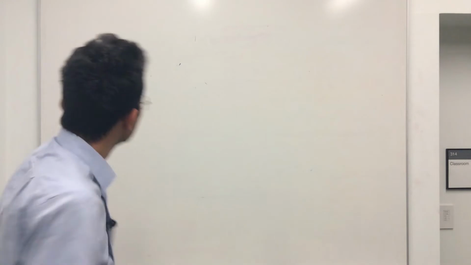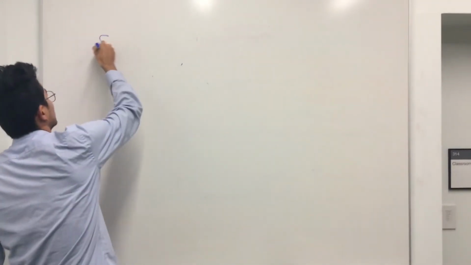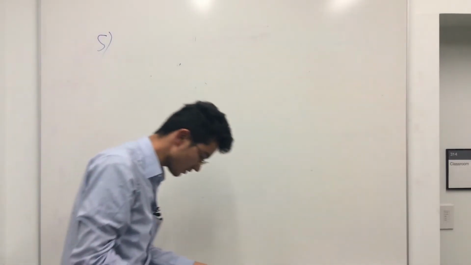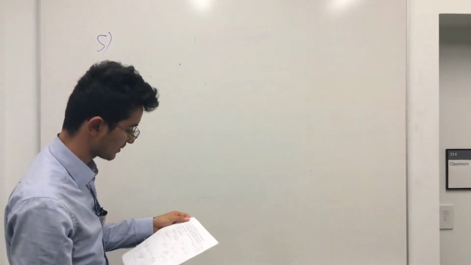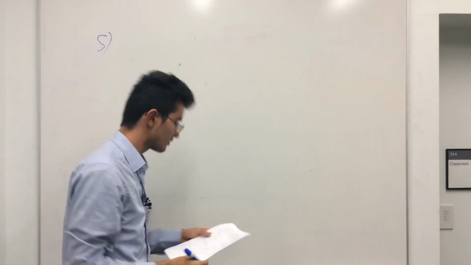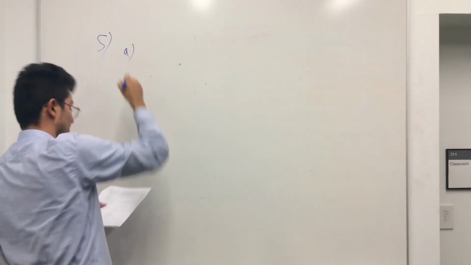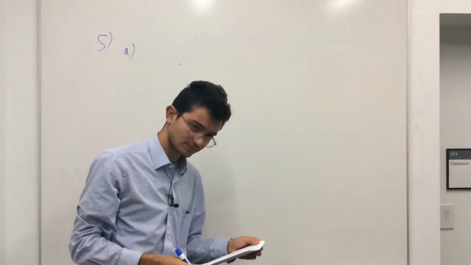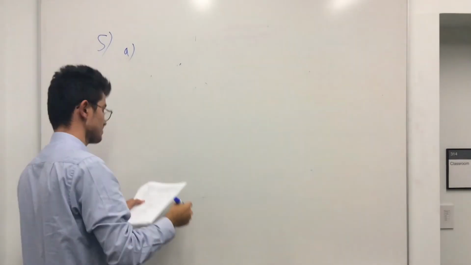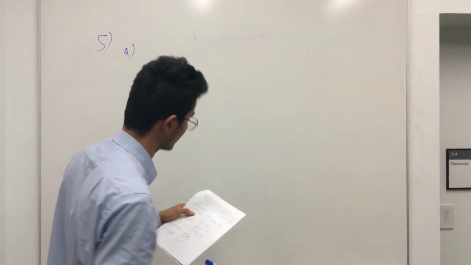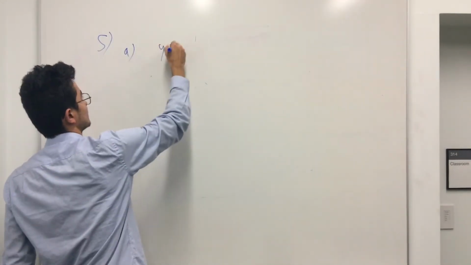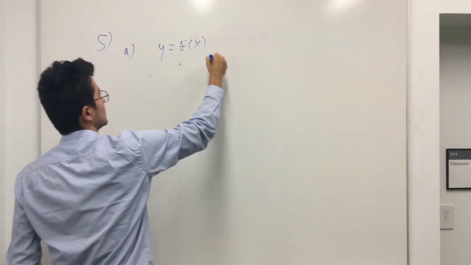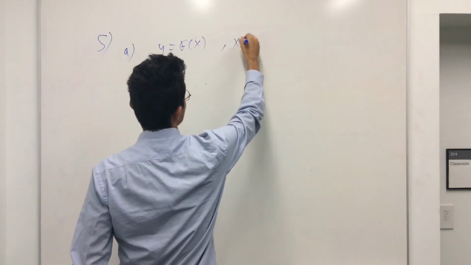Now for question 5 you have to be very careful. Question 5 is about inverse functions. So show all work in obtaining the answers to each of the following. Now for part A, we have: suppose that the function y equals f of x is differentiable in an interval containing x equals 3. So we have y equals f of x. We know it's differentiable and it contains x equals 3.